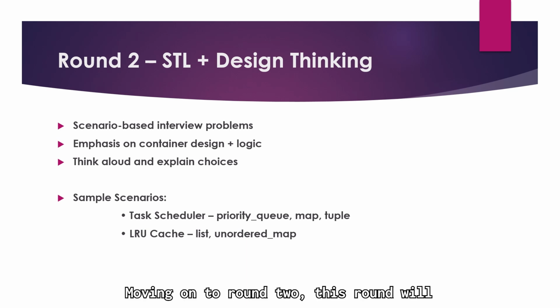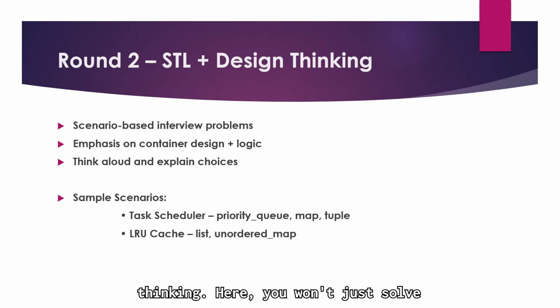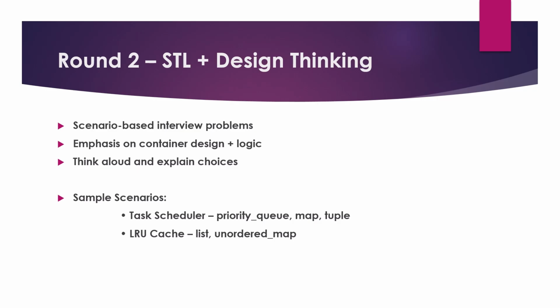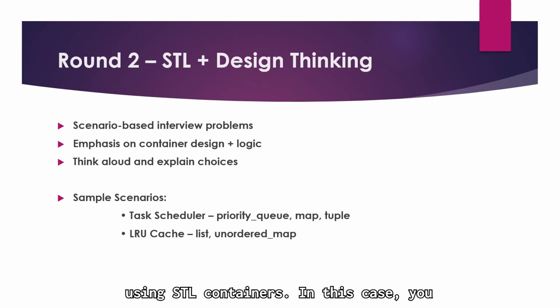Moving on to round 2, this round will test both your coding and design thinking. Here, you won't just solve basic problems, you will also have to think about how to design a system or choose an optimal data structure for a given problem. For example, one problem might ask you to design a task scheduler using STL containers. In this case, you will likely use a priority queue to schedule tasks based on priority and a map to store tasks with their corresponding metadata.